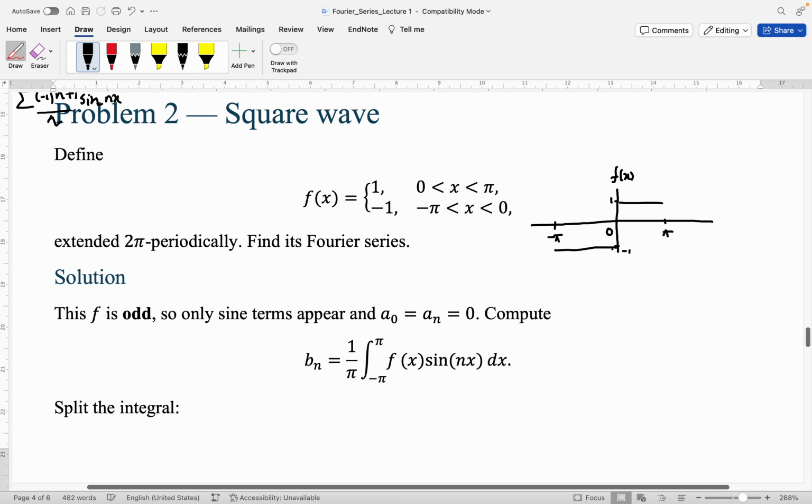So many times you may not be given this function, you might be given just a graph. So a graph like this, and then you have to realize what the function is. So the function is this: from 0 to pi it is 1, and from 0 to minus pi it is minus 1. Now for such a function, if you want to compute this, you have to take the function value and do it, and it usually is easy. It's usually not that difficult.